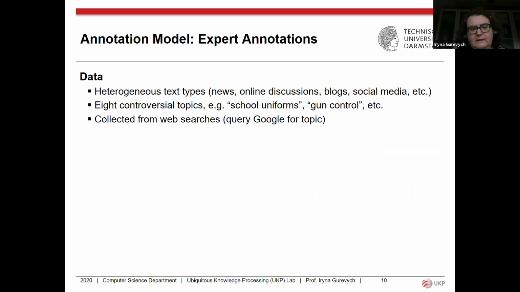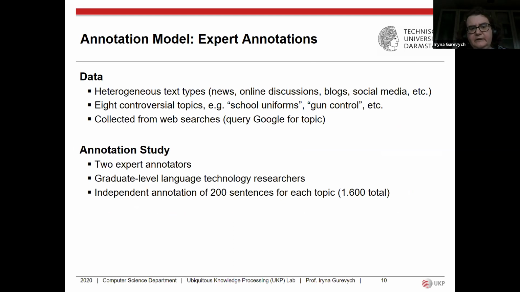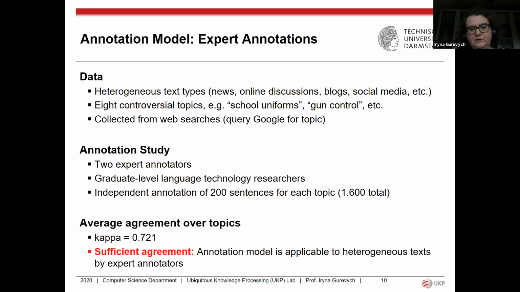So as our data, we construct a corpus by conducting web searches with the help of the Google search engine and retrieve heterogeneous documents like news, online discussions, blogs, and so on, for 8 controversial topics, for example, school uniforms. And in our initial annotation study, we employed 2 expert annotators who are graduate level NLP assistants, and they independently annotate 200 sentences for each topic. The average agreement over topics is 0.7 in terms of the kappa statistic, which indicates a sufficient agreement and which indicates that our annotation model is applicable to heterogeneous texts by expert annotators.